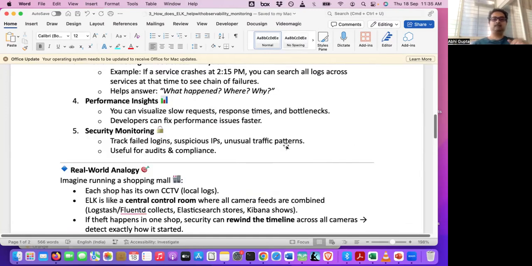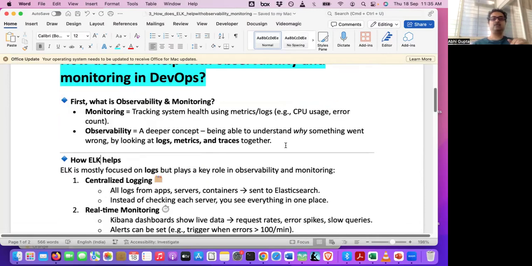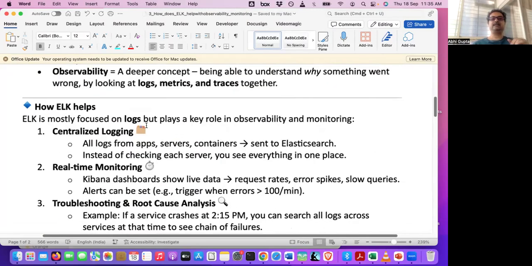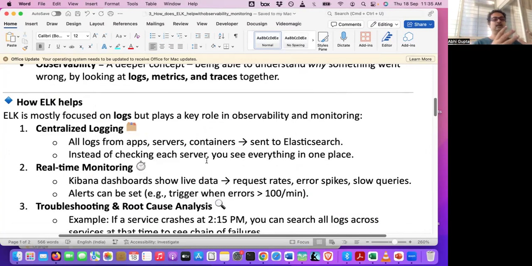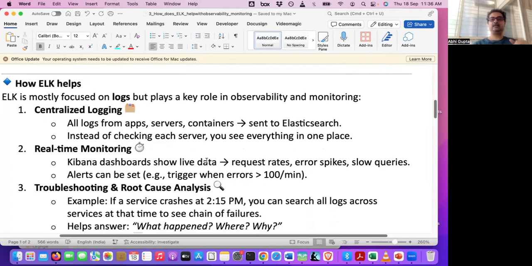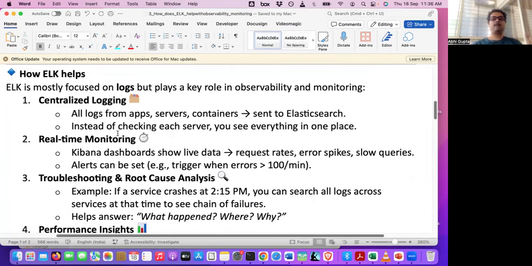Okay. Now let's see how ELK helps. So ELK does centralized logging. All logs from your applications running on servers, Docker containers, and Lambda are generated, and there are hundreds of Lambdas, containers, and servers running, and lots of logs are generated. So you cannot go and check individual logs. All these logs will be pulled together and kept in a centralized location, and that's what ELK does. Instead of checking each server, you see everything in one place.